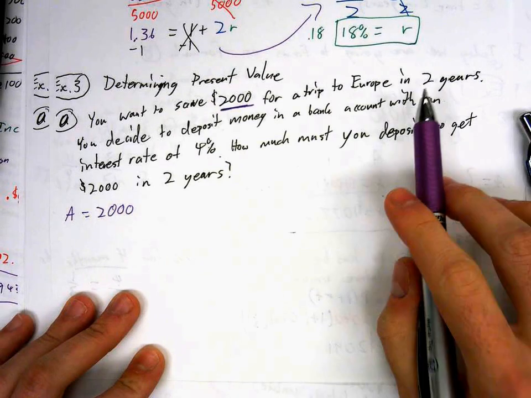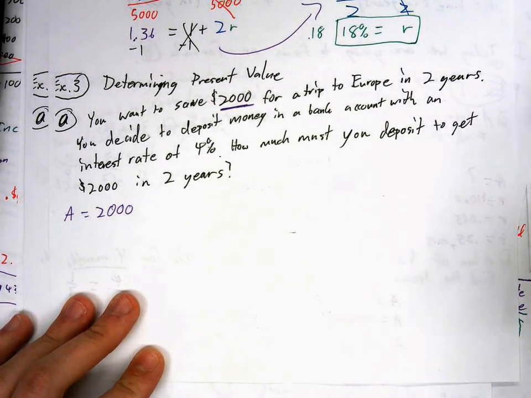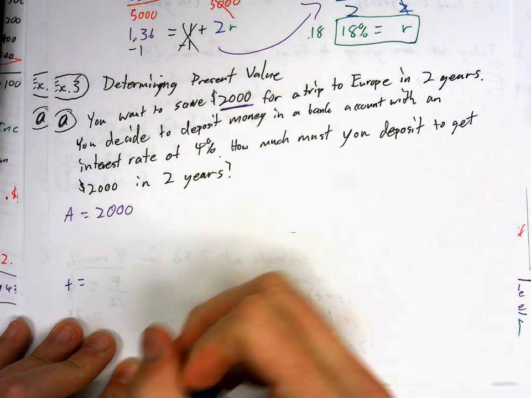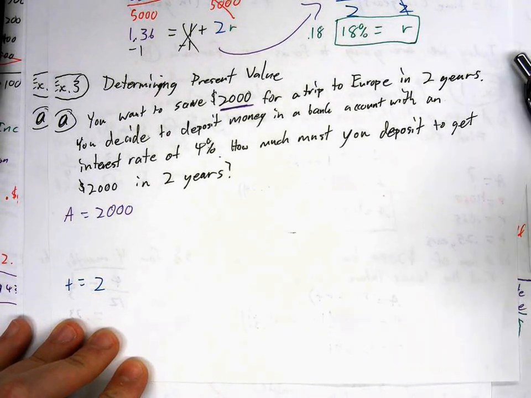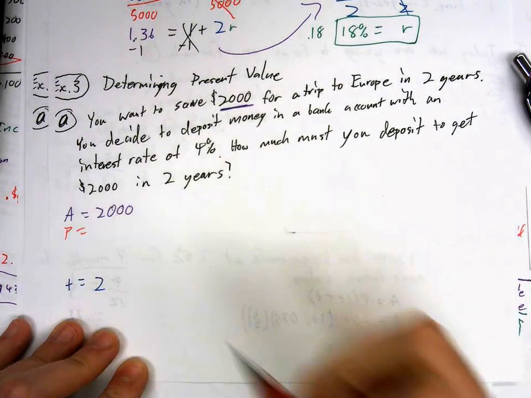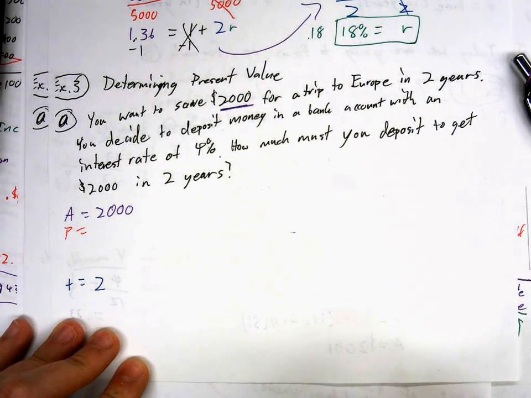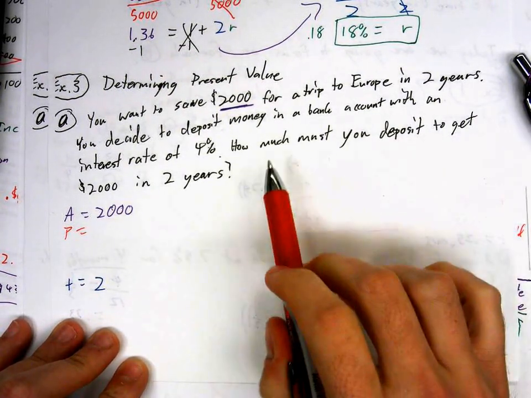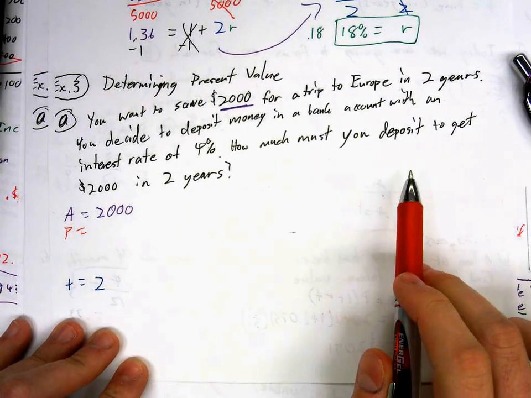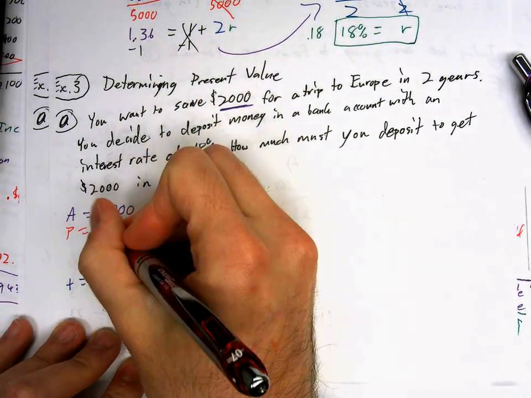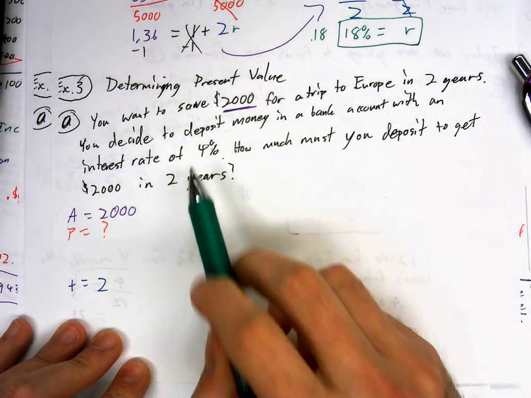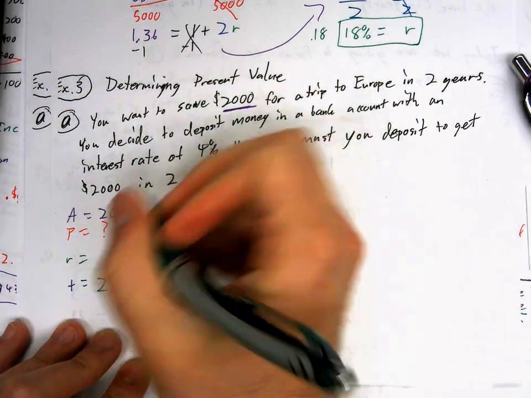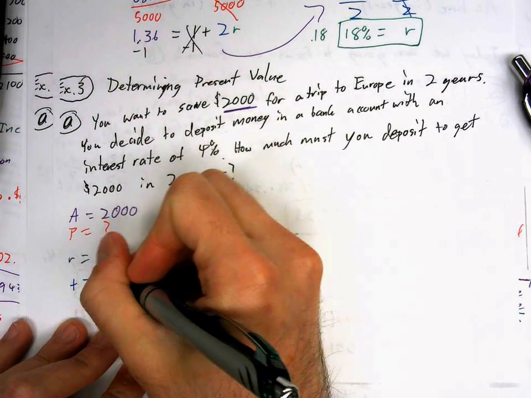We're also told that it's going to be in 2 years, so that gives us our time as well, which normally we had listed last. So time is 2. Keep in mind that time is always listed in years. Our principal, or our present value, is what we're going to be depositing in this account, but we don't actually know how much we're going to be depositing, so we want to find out how much we're depositing to get $2,000 in 2 years. So that's our question mark. We don't know what that is. And they tell us our interest rate is 4%, so our R, I'm going to go and convert that 4% to a decimal, is going to be 0.04.